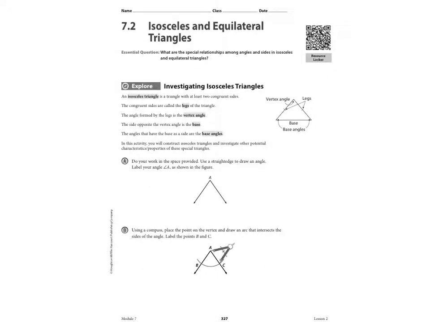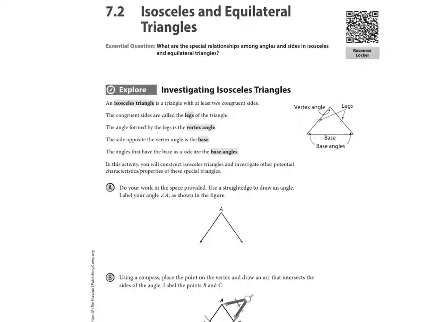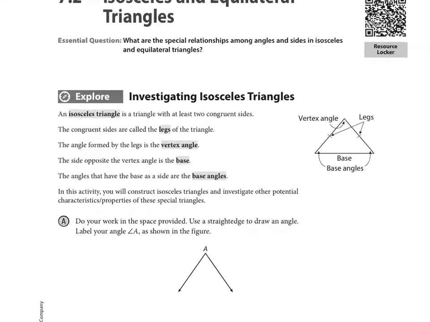Okay, so we're going to do isosceles and equilateral triangles, and this is on page 327. And they begin by saying an isosceles triangle is a triangle with at least two congruent sides. The congruent sides are called legs, and over here in the picture you see that.